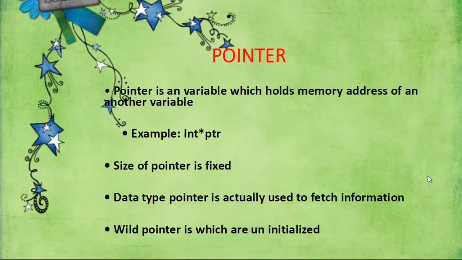Now we are going to see pointers. What is a pointer? A pointer is a variable which holds the memory address of another variable. Size of a pointer is fixed. The data type of a pointer is actually used to fetch information. A void pointer is one which is untyped.